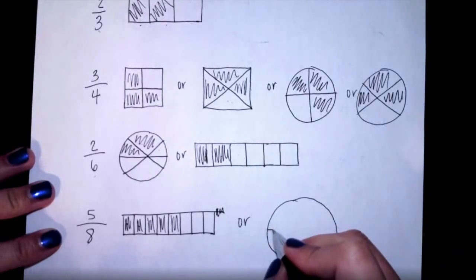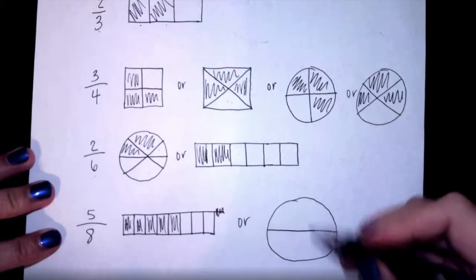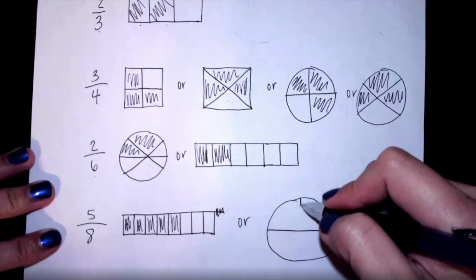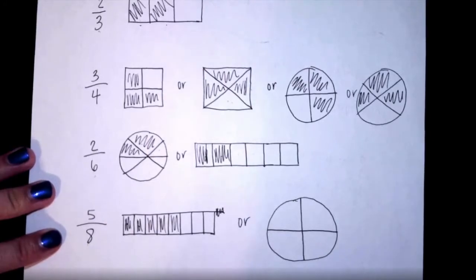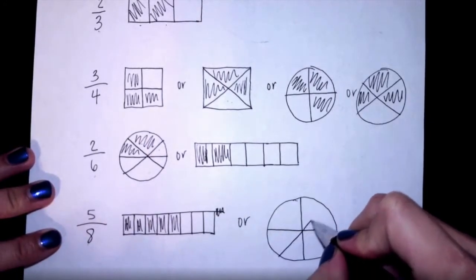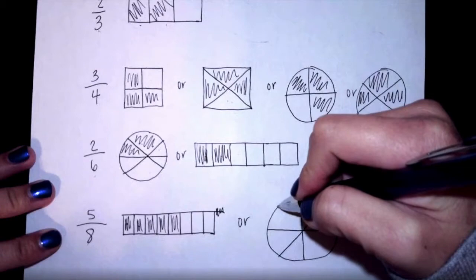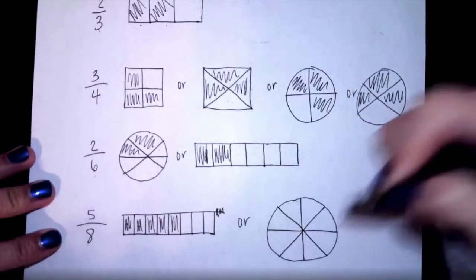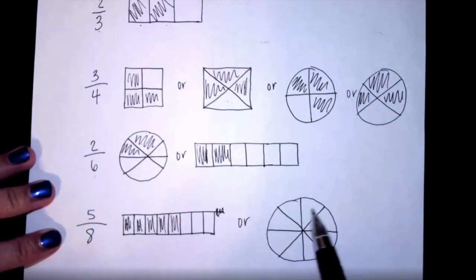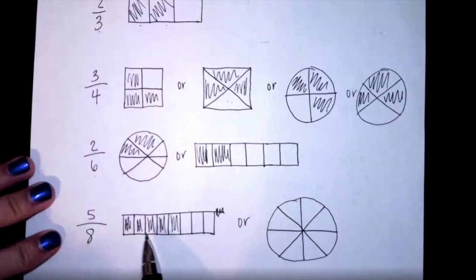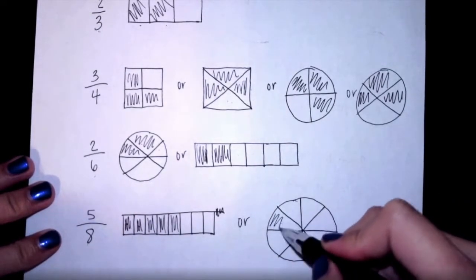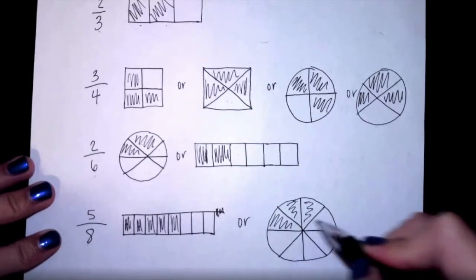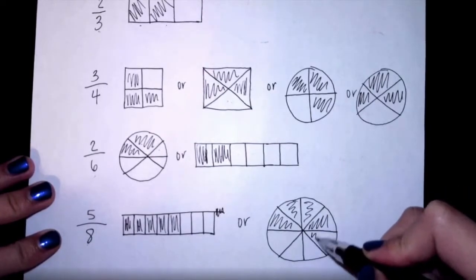Ooh, that was not a very good circle. So I have 2, 4, but remember I need 8 sections. So I'm going to have to go diagonally both ways. Now let's make sure I have 8. 1, 2, 3, 4, 5, 6, 7, 8. Right? So just like with a rectangle, I would want to color in 5 sections. So 1, 2, 3, 4, and 5.